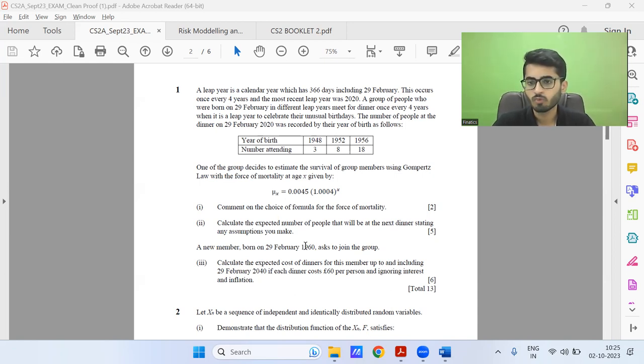This is more or less straight book work, not getting into this. Part two: calculate the expected number of people that will be at the next dinner, stating any assumptions you make.